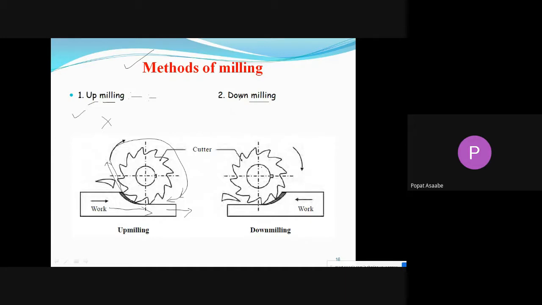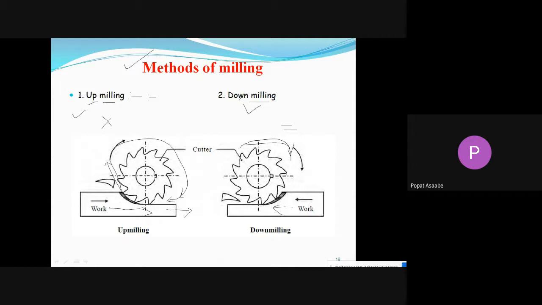When the rotational direction of your cutter and the feeding direction of your workpiece are both the same, that time we can call it down milling. See here, your cutter is rotating in this manner, and this is the rotary motion. So this is the rotary direction of your cutter, and this is the feeding direction of your workpiece. In this direction we are going to feed the workpiece, and in this direction we are going to rotate the cutter. Means the rotary direction of your cutter and the feeding direction of your workpiece are both the same. That time it is called down milling.